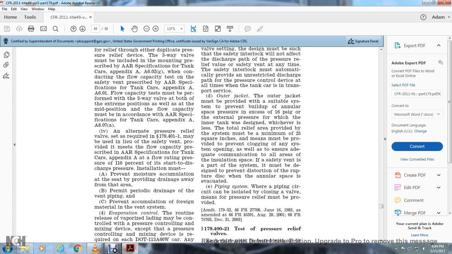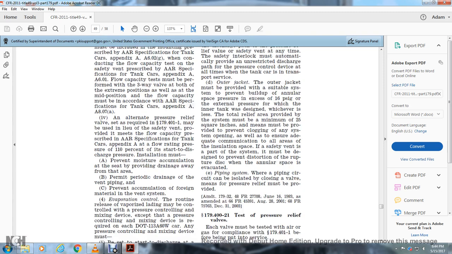Safety vent is part of the system. It must be designed to prevent distortion and rupture of the disc when the annular space is evacuated. Piping system: when piping circuits can be isolated with the closing of a valve, a pressure relief valve must be provided.